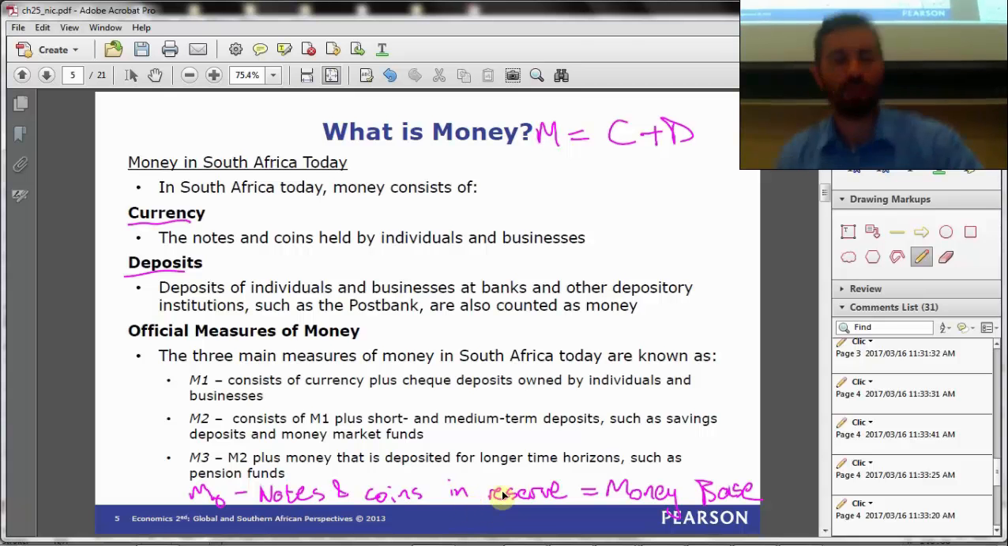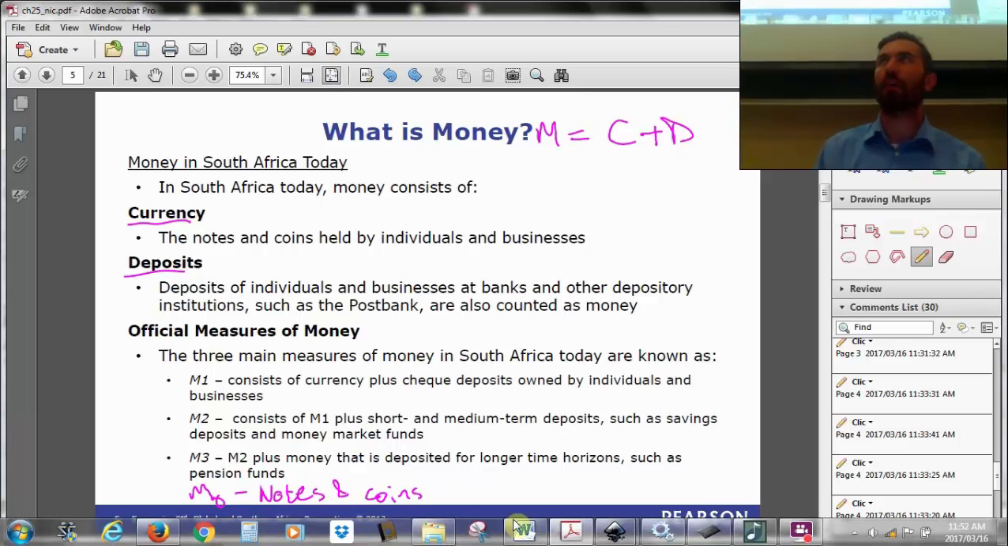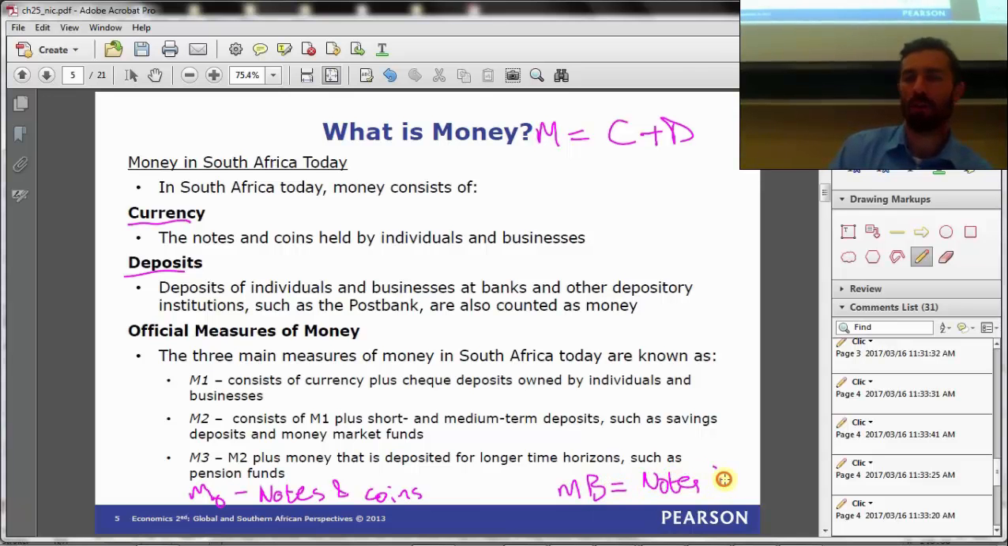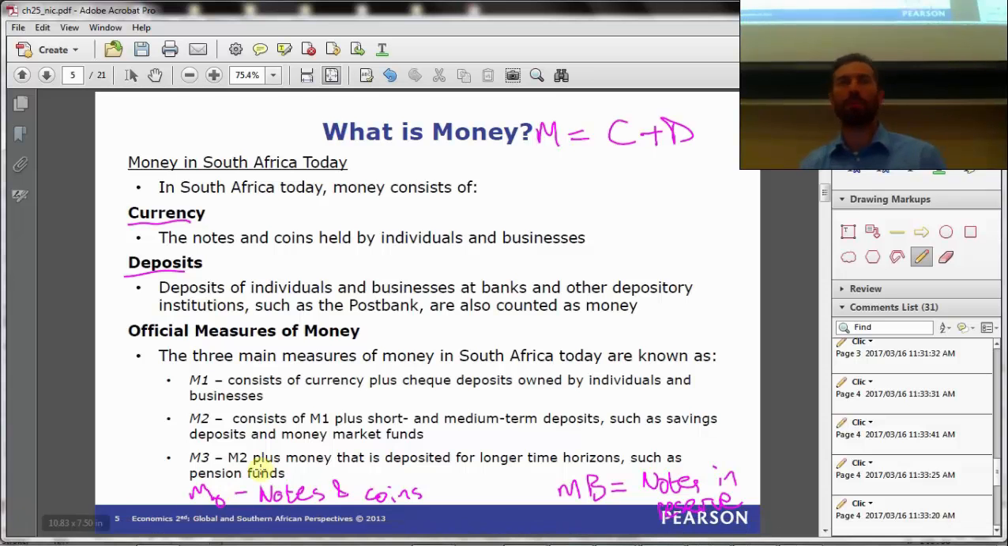In fact, I could be wrong. Let's not call that the money base, and let's not call it the notes and coins in reserve. Let's call it notes and coins for now. It might be currency. M naught might be currency, and then the money base is actually the notes and coins in reserve. And again, notes and coins in reserve are different to currency. So I'm going to just double check. I think M naught is currency.